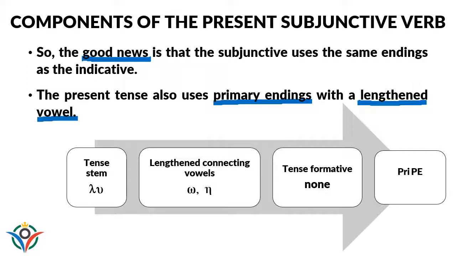Our tense stem is lu once again. Then we have the lengthened connecting vowels, which should either be the omega or the eta. There is no tense formative for the present subjunctive. And then it takes primary endings.